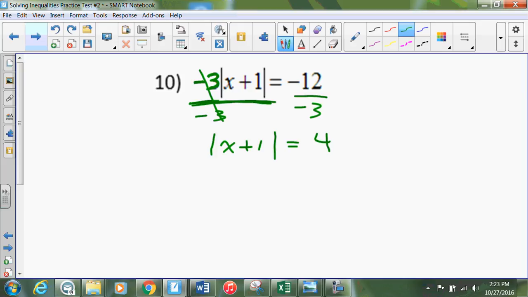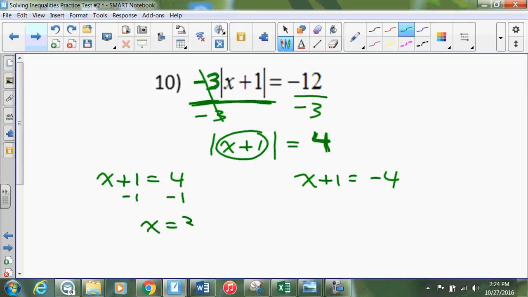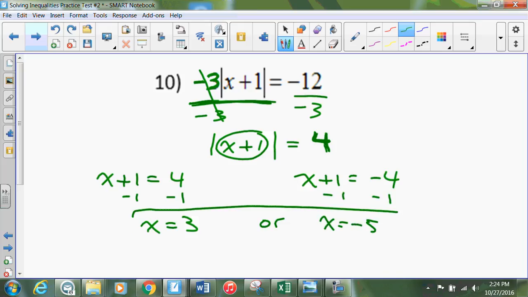But now I've got this blob in my absolute value sign that is 4 away from 0. So either that is 4, or that is -4. That's why we always set up whatever's in our absolute value sign equal to both the positive and negative number that's on the right of our equal sign. So let's go ahead and solve it. And we see that either our solution is 3 or our solution is -5. We have 2 answers.